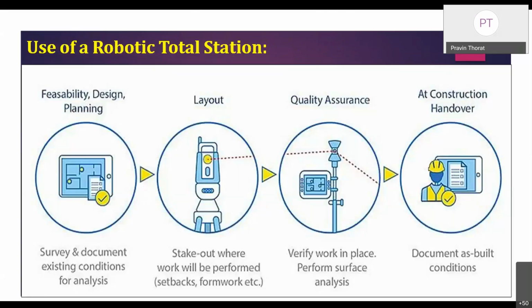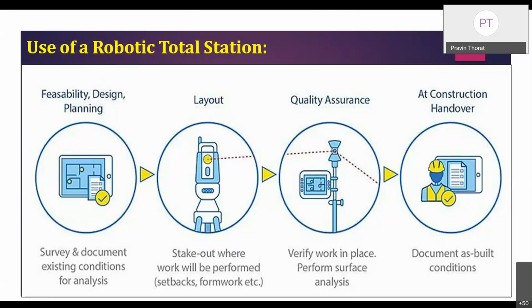Station. This figure shows the robot station is used in various ways. Number one, feasibility, design, and planning. When we have to design or plan some structural work, in feasibility design and planning, we survey and document existing conditions for analysis.